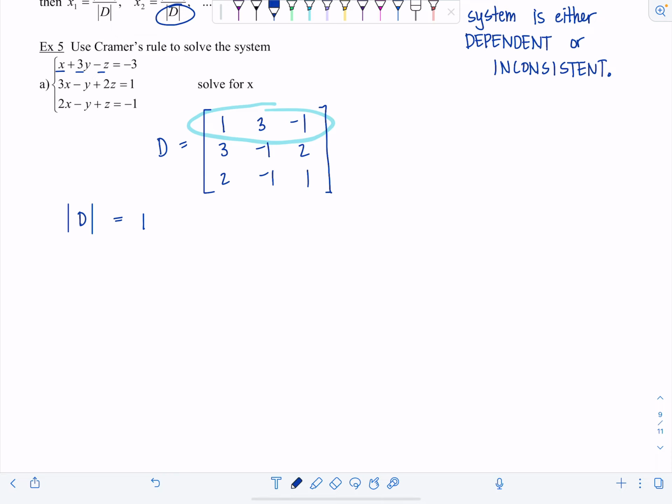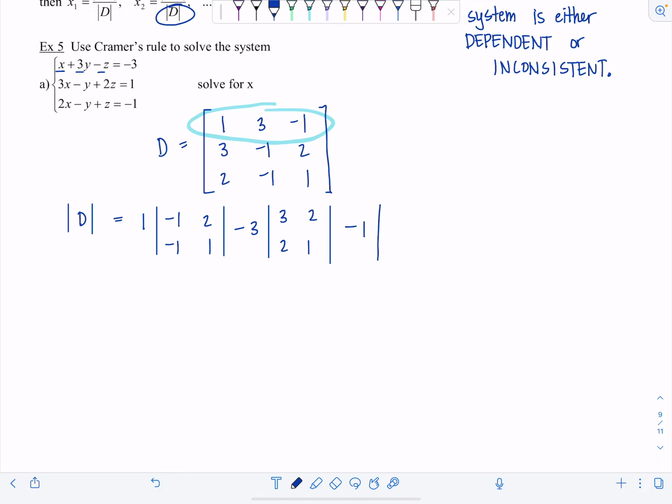So I'll take 1 times, I'm just going to do it visually, you guys, because I think by now you got the pattern. Negative 1, 2, negative 1, 1. Then you alternate signs, so now it's minus 3 times, if I delete this column, this row, what's left over? 3, 2, 2, 1.